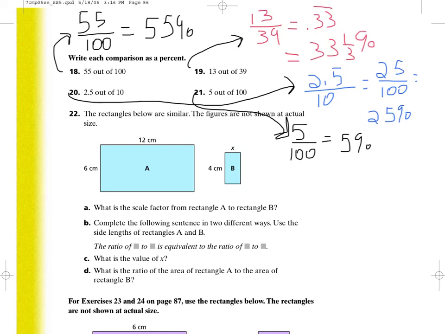Okay, so for number 20, 2.5 out of 10. That's the same thing as writing 25 over 100. We just took this decimal point, moved it to the right 1 time, and then took the imaginary decimal point that's here and moved it to the right 1 time, which gives you the extra 0. So that's 25 over 100, which equals 25%. And 21, 5 out of 100 is just simply 5 over 100, and that's the same thing as 5%. Okay, that is your homework for tonight.